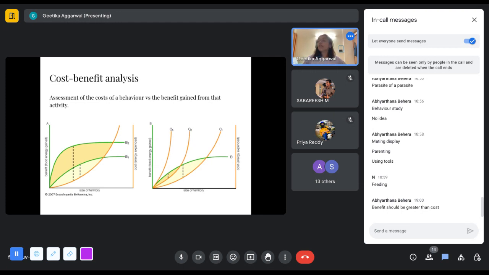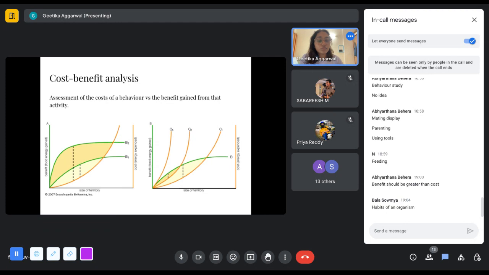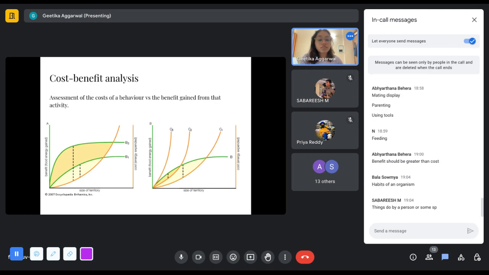Okay, before moving on, I would like to ask a basic question. We have been discussing ethology, behavioral ecology, all this, but what is behavior? How would you define behavior? Habits of an organism. Okay. Anything else? Things that are done by some species. Okay. Yeah, that is correct.